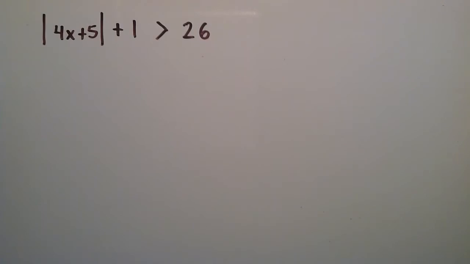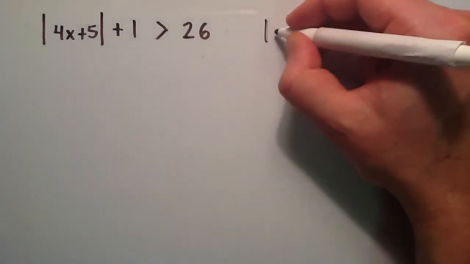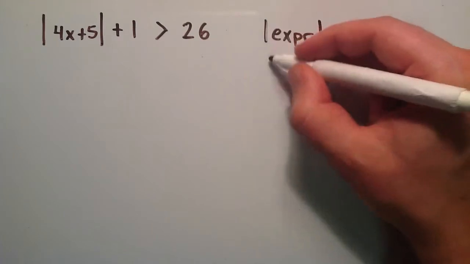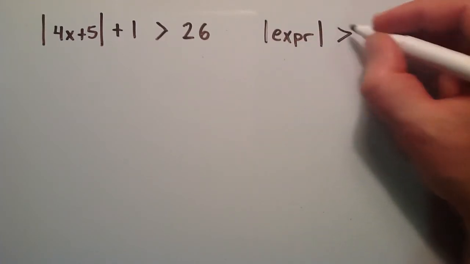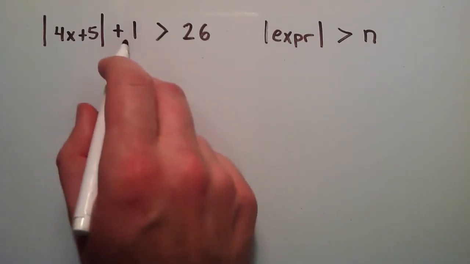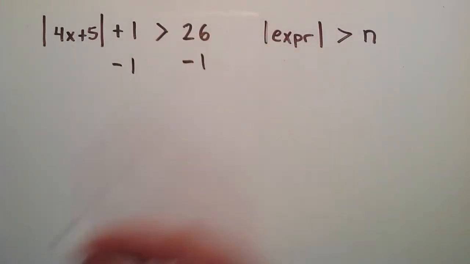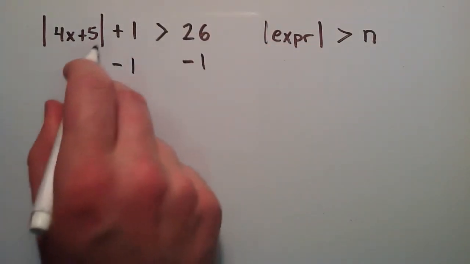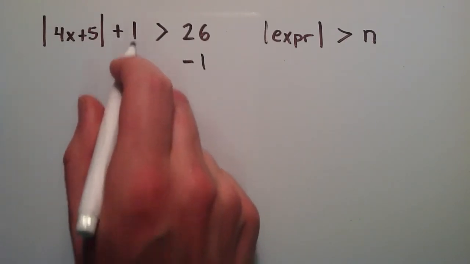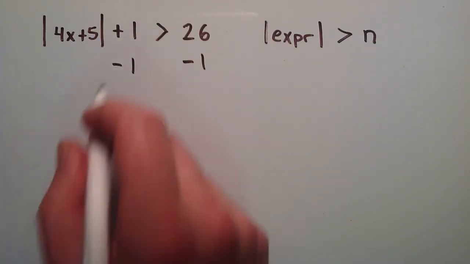So in this tutorial I'll be explaining how to solve this absolute value inequality. The first thing we want to do is rewrite this absolute value inequality as the absolute value of some expression greater than some number. To do that we need to get rid of this plus 1 term here. So we subtract 1 from each side of the inequality. Now we have the absolute value of 4x plus 5, and then we have plus 1 minus 1. These two basically cancel and reduce to a plus 0, so we don't have to write the plus 0 here.